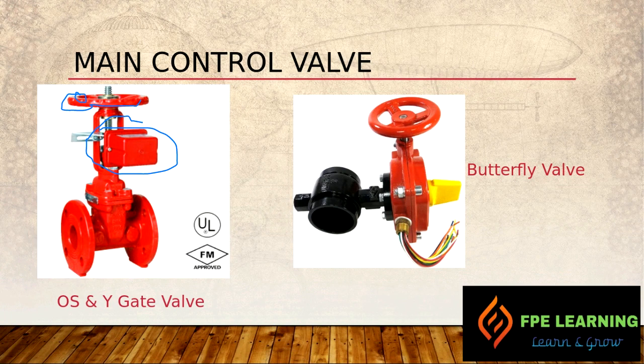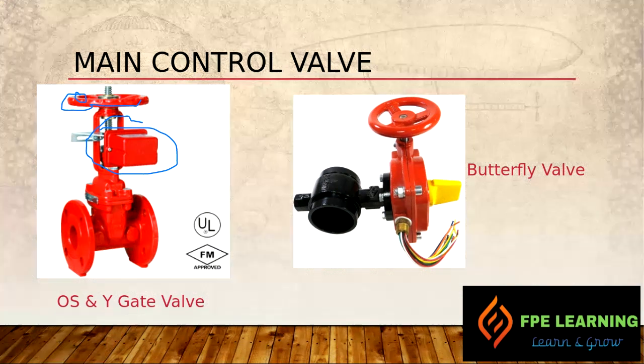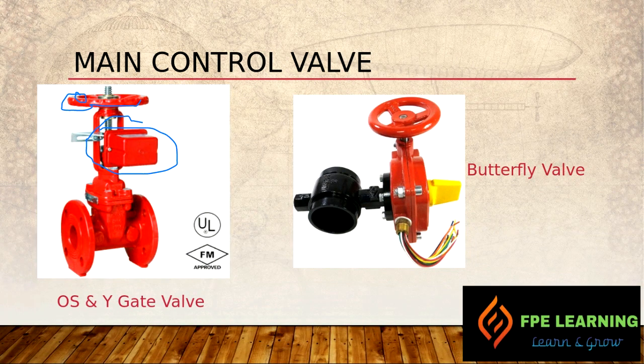On the right, we have a butterfly valve. It's also a control valve, and the function is the same, to control the supply, but the butterfly valve needs less space compared to the OS&Y type gate valve. So if we have a space limitation, we can go with the butterfly valve. Now, if you can see the yellow flapper here in the butterfly valve, it is an indicating type, meaning it shows whether the valve is open or closed.